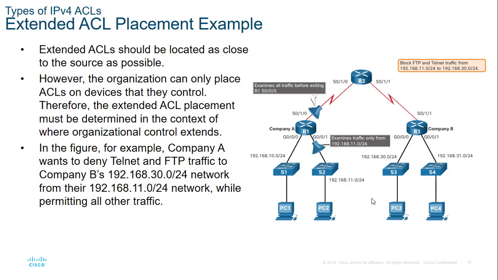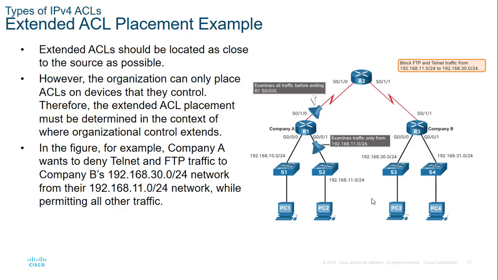When we're looking at placing an extended ACL, however, if we remember correctly, I said the extended ACL should be located as close to the source as possible. It prevents unwanted traffic from being sent across multiple networks, only to be denied when it reaches its destination. However, the organization can only place ACLs on devices that they control. Therefore, an extended ACL placement must be determined in the context of where the organizational control would extend.